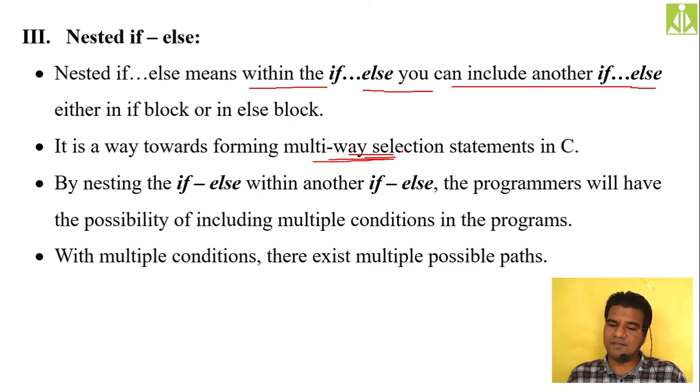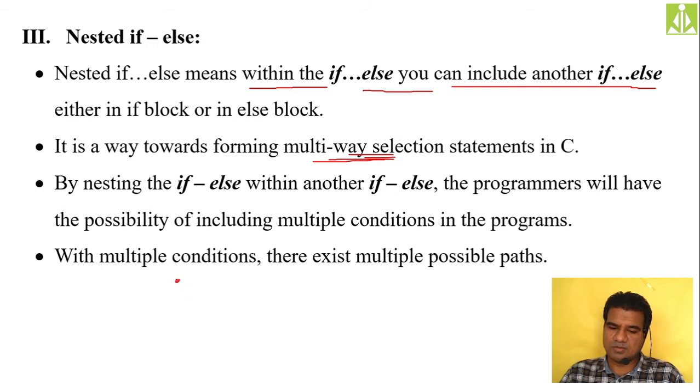Okay, by nesting if else within another if else, the programmers will have the possibility of including multiple conditions in the program. So with only one if else statement, there is a possibility of keeping only one condition, and based on that condition either it can be true or it can be false. So we are going to have only two possible paths. I will show you in a hierarchy.